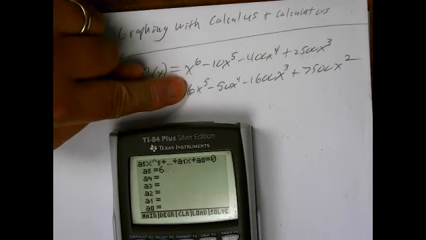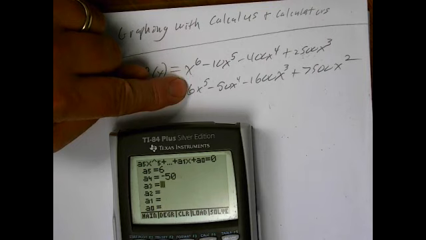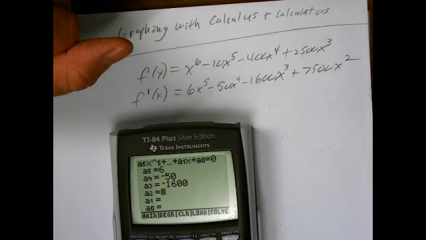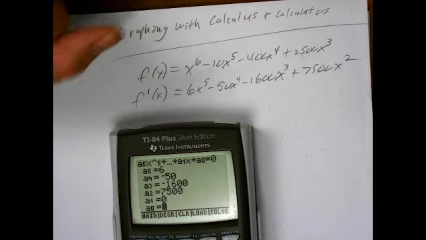6 was the coefficient for the fifth degree. Negative 50 was for the fourth. Negative 1600 was for the third. 7500 was for the second, and the other two are non-existent. They're not there, so they're zeros.